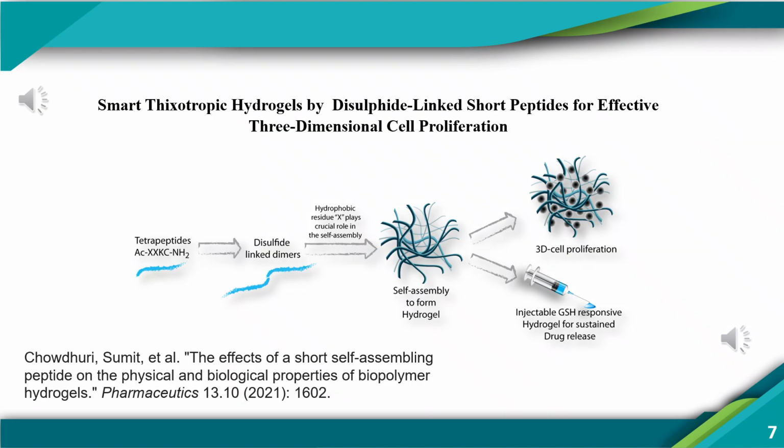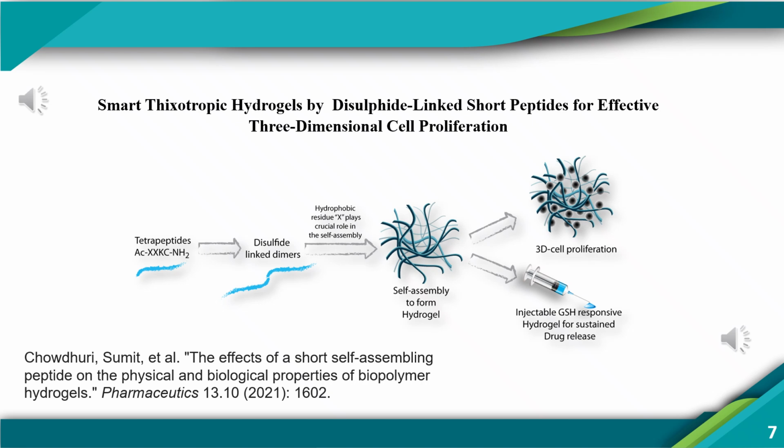Here, I will briefly discuss a paper by Sumit Chaudhary and colleagues where short tetrapeptides were designed to form smart hydrogels. The peptide sequence follows a simple logic: XXKC. The two X residues are hydrophobic residues which introduce hydrophobicity in the system, and the C residues, which are the cysteine residues, enable disulfide bond formation. So the self-assembly is driven by two key forces: hydrophobic interactions and disulfide cross-linking.